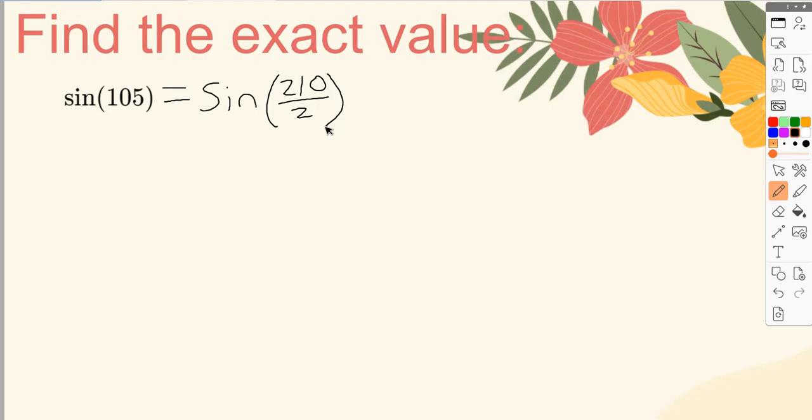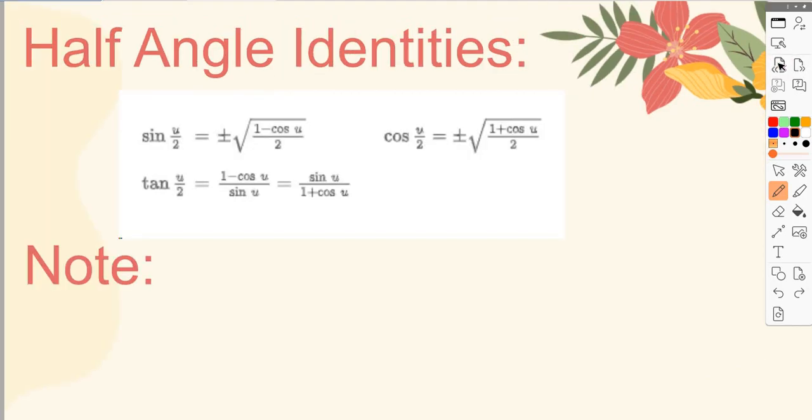So in this case, I haven't changed the value, I've just rewritten it strategically. Are we all okay with that? The reason that we do that is because now we can use our formula and our u is going to be 210, because notice that on the inside of our formula here we just have a u. And since 210 is on our unit circle, we should know what cosine of 210 is. So we can get our exact value now.